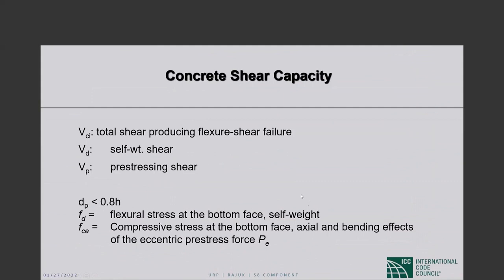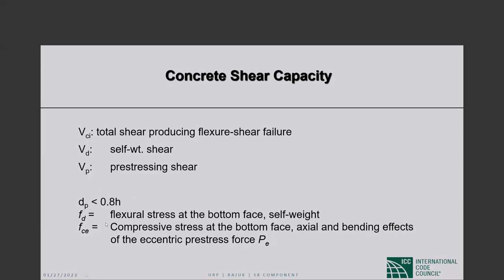In the ACI nomenclature, V sub D stands for self-weight shear. This is external shear. V sub P stands for prestressing shear, as I mentioned before. And V sub CI, total shear producing flexure shear failure. So here is the upper limit. Typically I use this d sub p, which is the effective depth to the prestressing steel. If I don't know much, I just use 0.8h, which is the upper bound for this calculation.